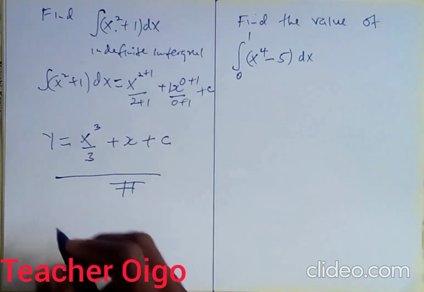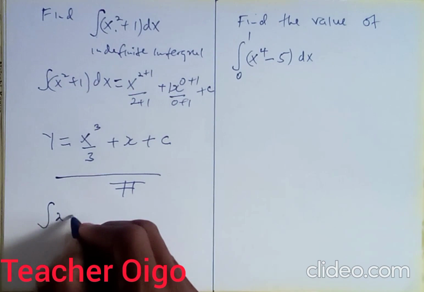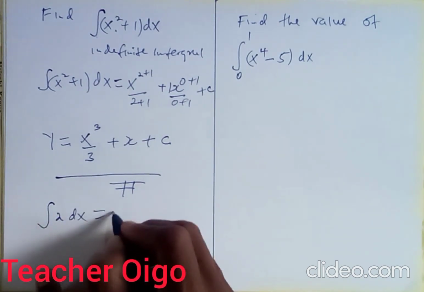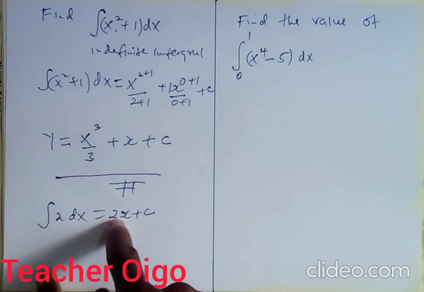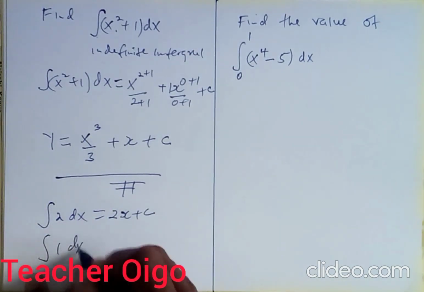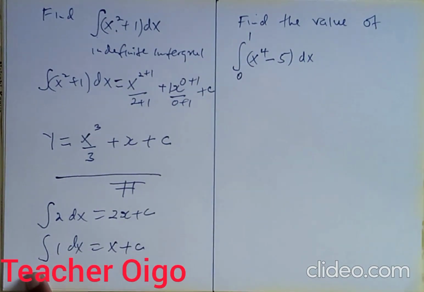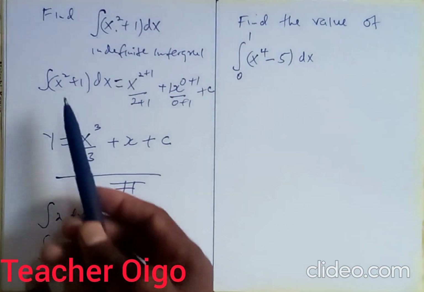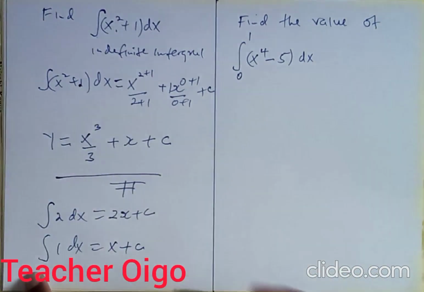But the point I want you to note here is that the integral of a constant, let's say 2, with respect to x, is usually 2x plus c. There's an x that we add there. Similarly, if you have 1 dx, still you're going to get x plus c. That is what you should notice. That's why the integral of 1 has come to x, and I've provided that one.